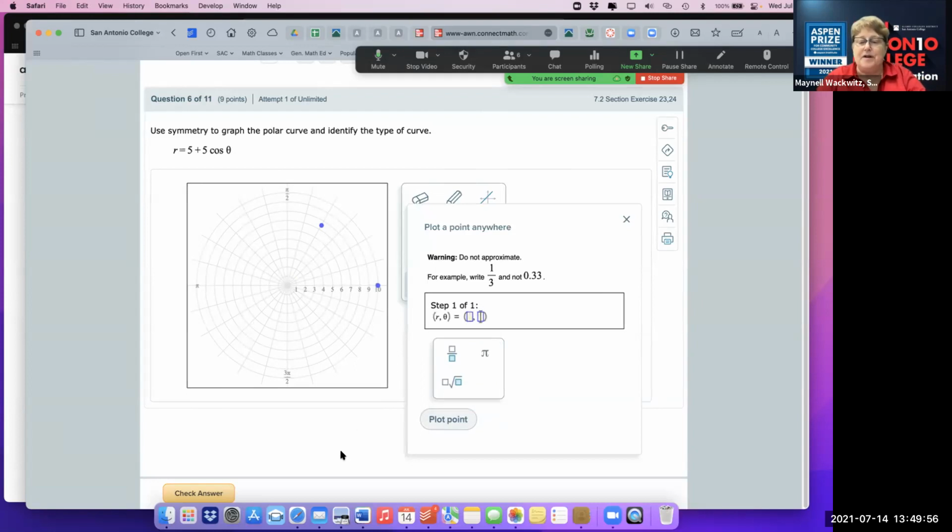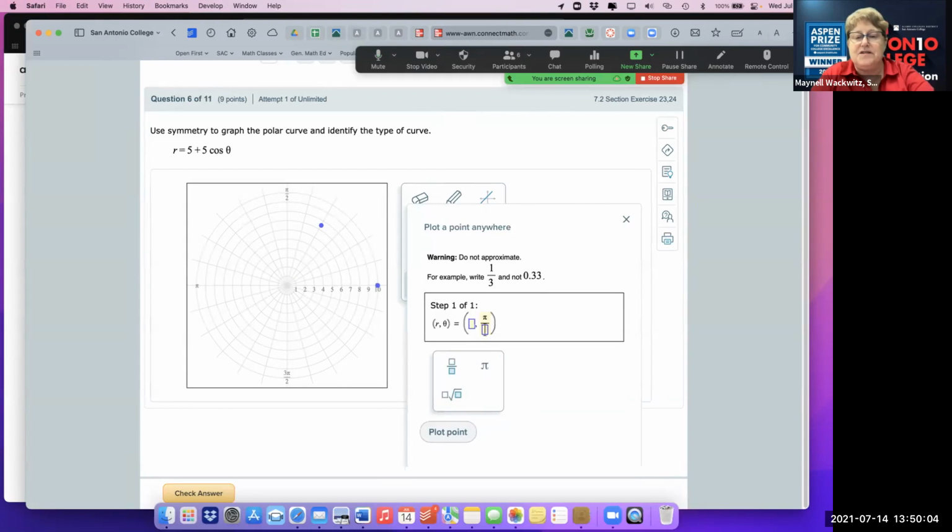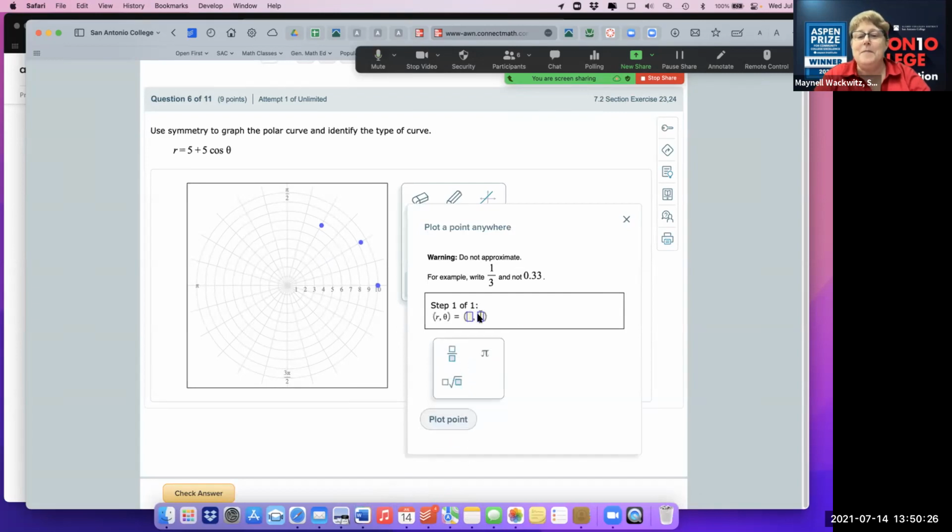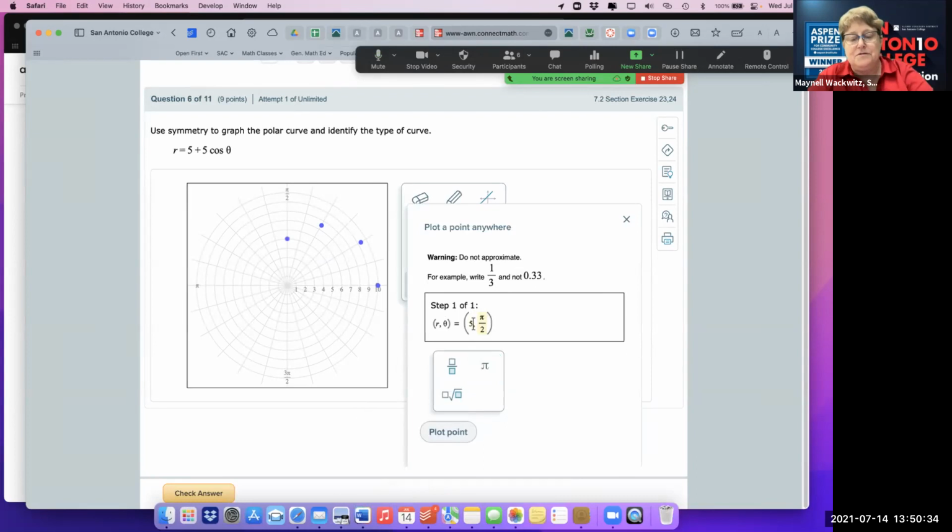Let's go ahead and do some of those other angles. What if we do pi over 6? What is the cosine of pi over 6? So I'm going to have 5 plus 5 square root of 3 over 2. Let's see if it'll let us plot that. It did. Yay. Okay, what about pi over 2? Because that was a good suggestion. What is the cosine of pi over 2? So we're going to get 5.